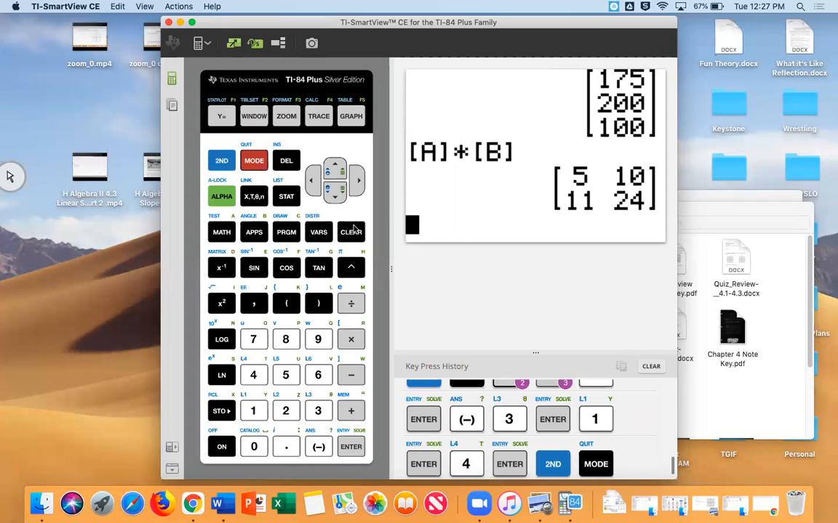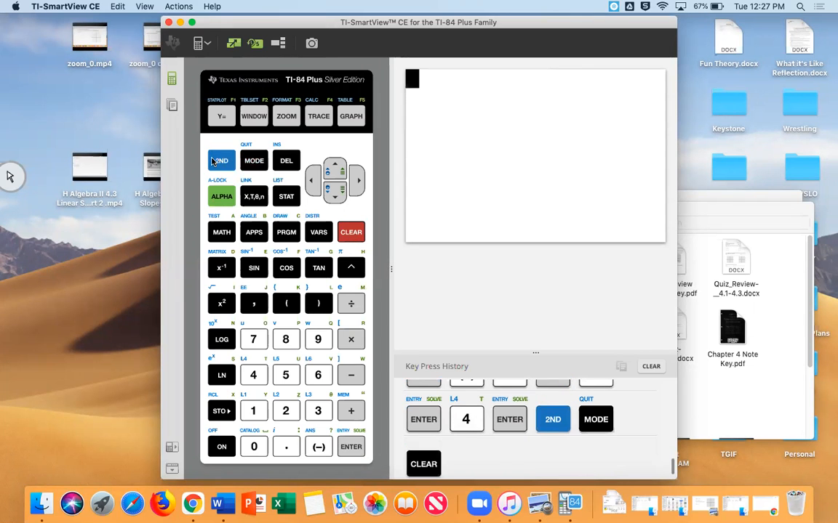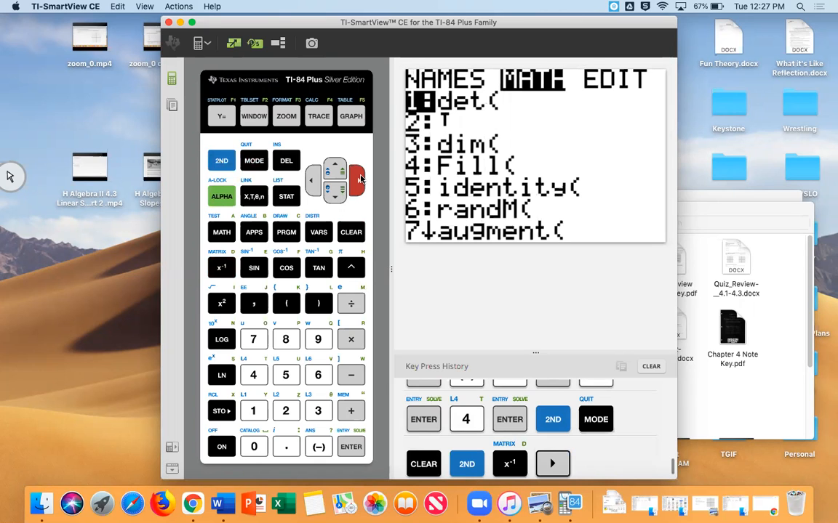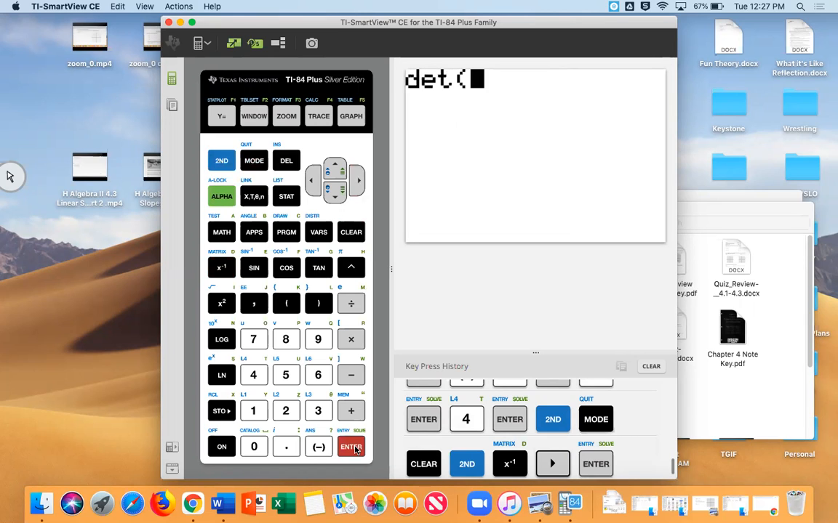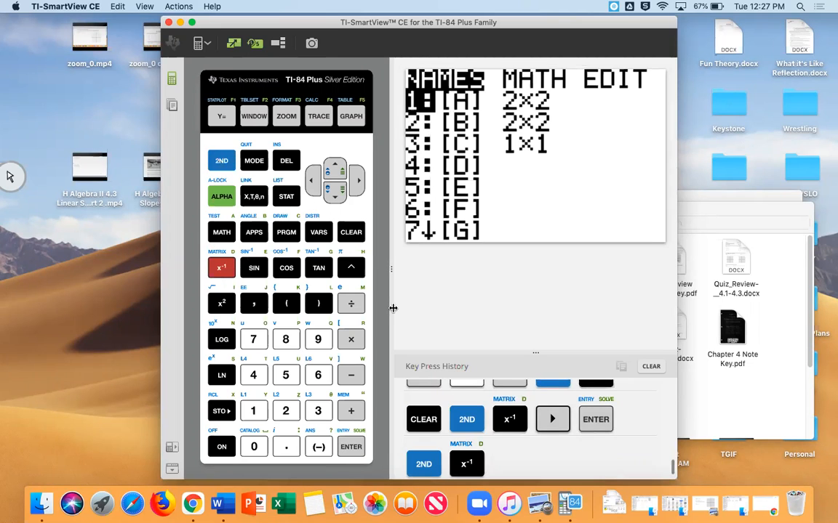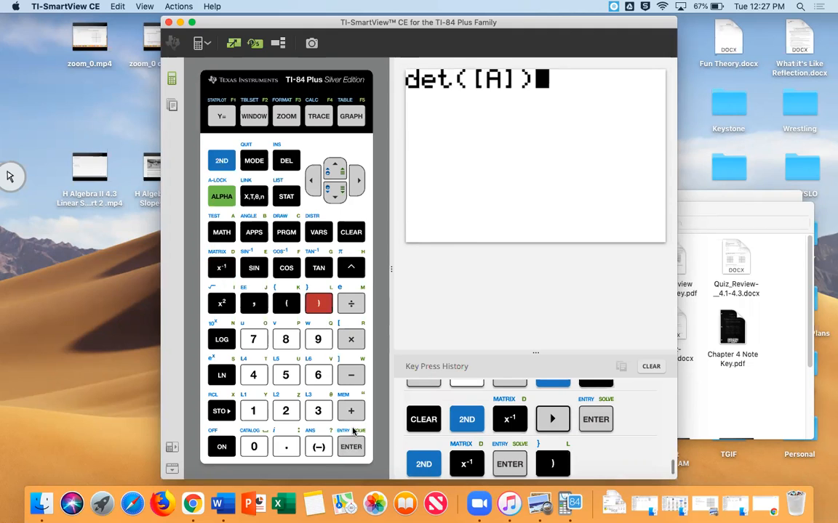Now I am going to go back to the matrix function, and notice there's names, math, and edit. I'm going to go over to math. See how the first one says DET? It's not like a pesticide. It stands for determinant. So we're going to click enter on that for determinant, and then we're going to call up our matrix A. I'm going to hit enter, and I get 11.